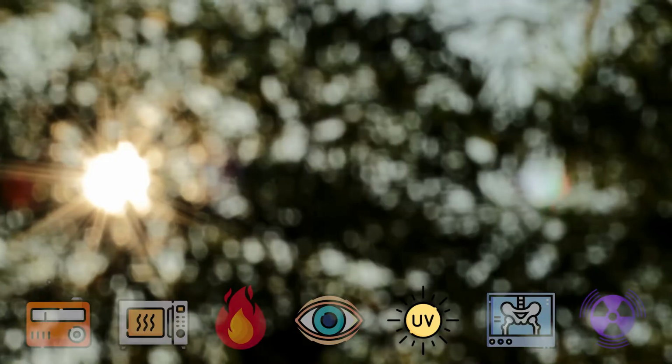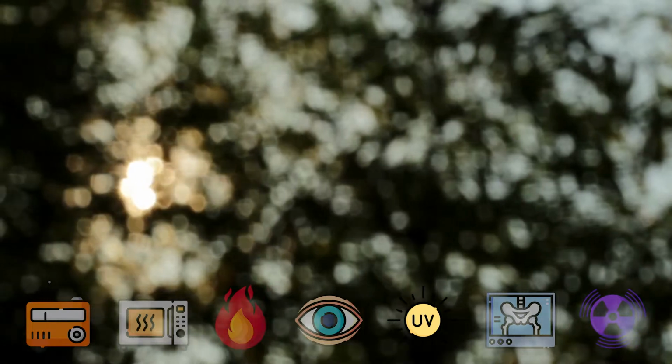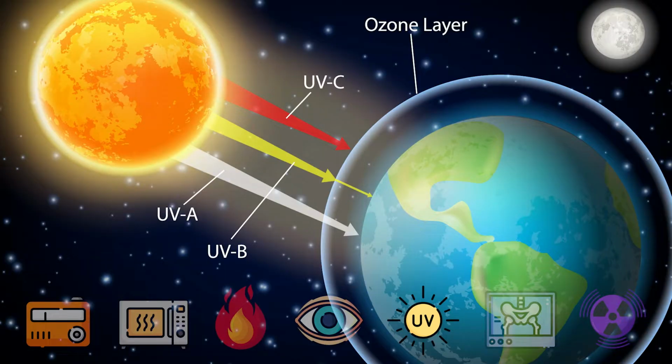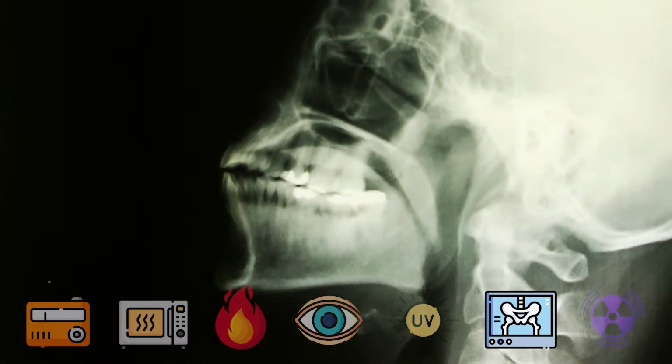First, there is ultraviolet radiation. A good thing to know is that there are three different types of UV: UVA, UVB, and UVC. And it's UVB and UVC that we have to be extra careful about because they can really do a lot of damage to the body. After that, there's X-rays, and as many of you already know, X-rays are used in healthcare and in medical imaging.